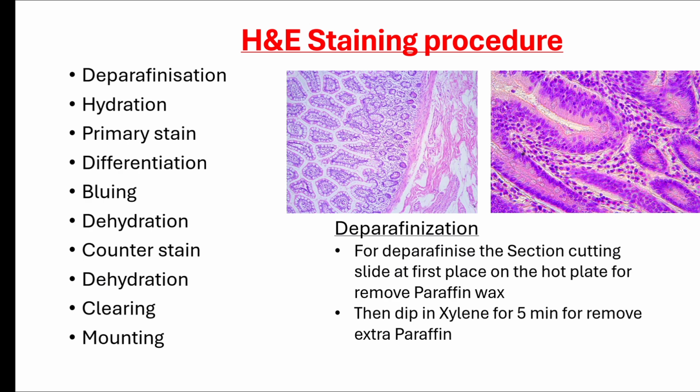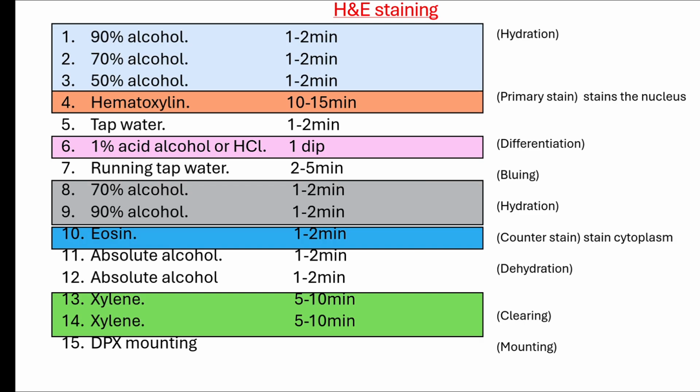We know that xylene is a clearing agent, so for further clearing of the extra paraffin, we dip in xylene for 5 minutes. Dehydration means removal of water from the tissue. In 90% alcohol in a coupling jar, we dip 1 to 2 minutes. Then second, 70% alcohol in a coupling jar, 1 to 2 minutes. Then 50% alcohol jar, 1 to 2 minutes.